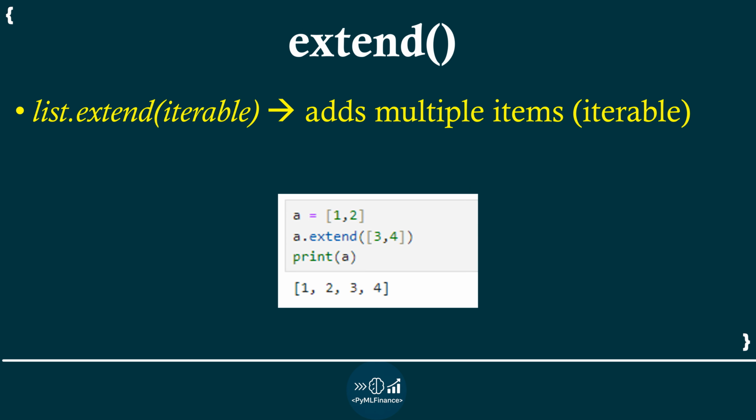The extend method is used to add multiple items into the list. You have a list A and we want to add multiple items, that is a list of items 3 and 4, into A. So we simply use the dot extend method. We provide the list of items and it will get appended to list A at the end. You can see here in the example.